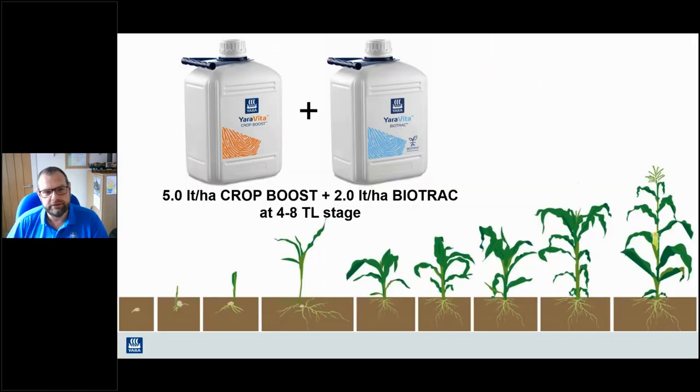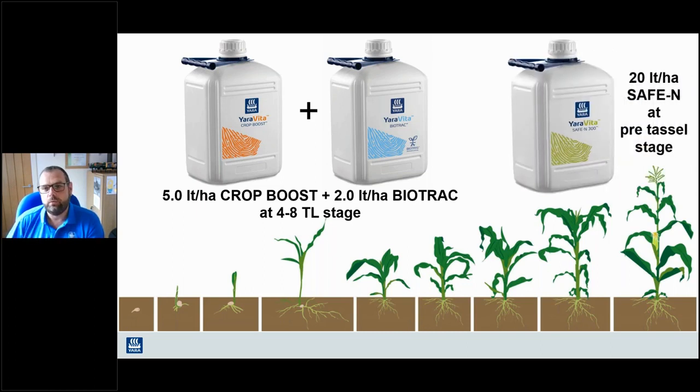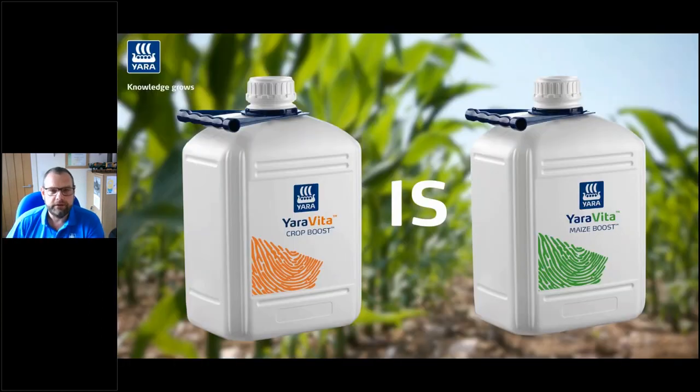So our core recommendation for the maize crop would be 5 litres a hectare of the Crop Boost at that 4 to 8 true leaf stage. If you think we're in a stressy situation, you can add in that 2 litres of Biotrack to help mitigate that stress, whether it be from weather or from herbicide applications. And then we want to follow up with 20 litres a hectare of the Safen product at the pre-tassel stage, so almost as late as you can get through with the crop sprayer. So that's our core recommendation.